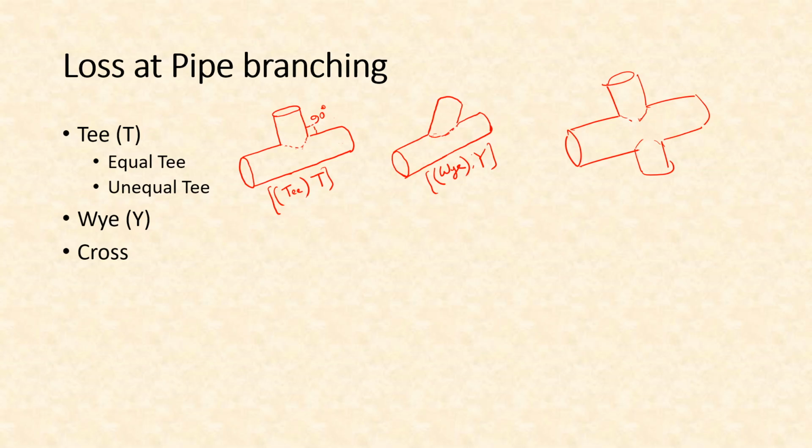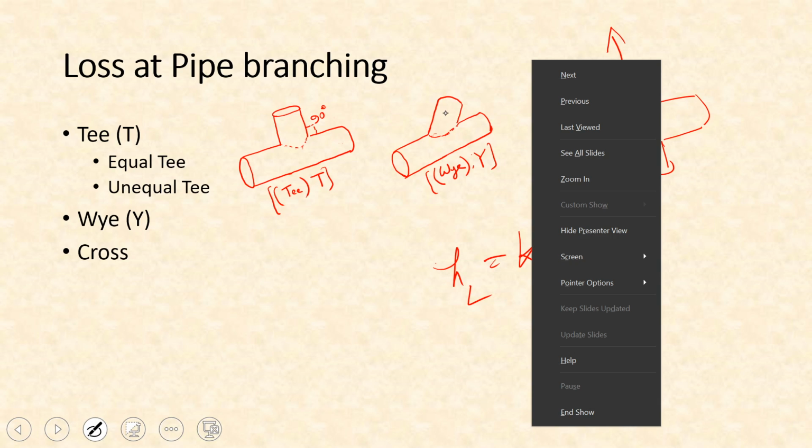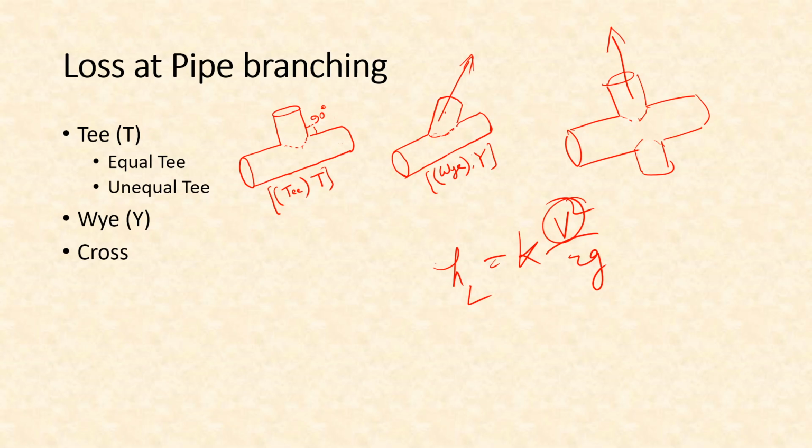So all these branches will also cause some kind of head loss, and again the head loss is given by a similar formula. The head loss is equal to K into V square by 2G. But you have to remember that this V is generally for the line along which we are finding out the head loss. That means if we want to find out head loss in this pipe, this branch, then we'll have to take this velocity and use the K value for this pipe, this section.